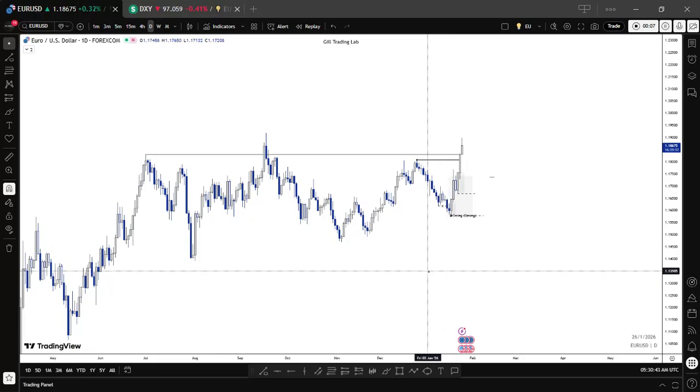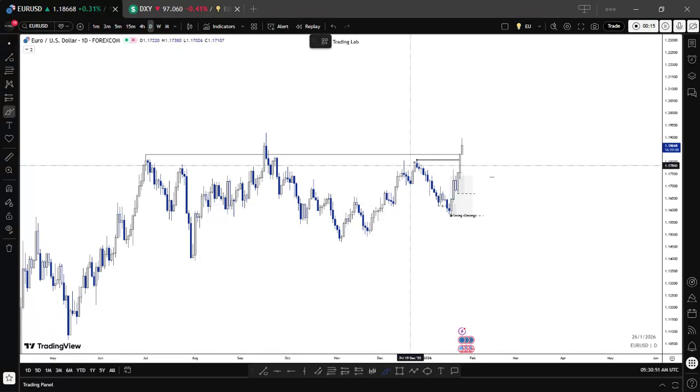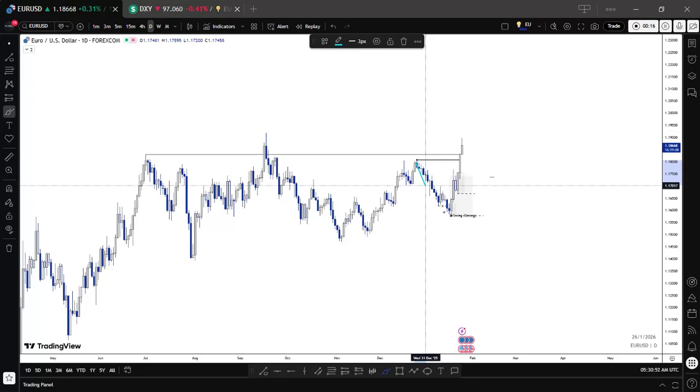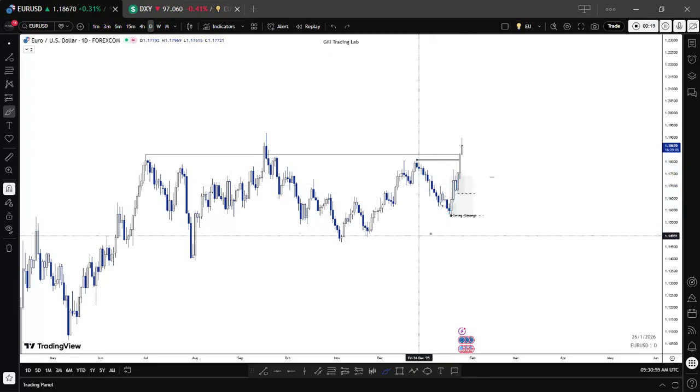So on today's video, I'm going to do our precession analysis on Euro USD, and I'm going to start from the daily time frame. So on the daily time frame, this is my current swing range, which is bullish, and we've just gotten a break of structure.